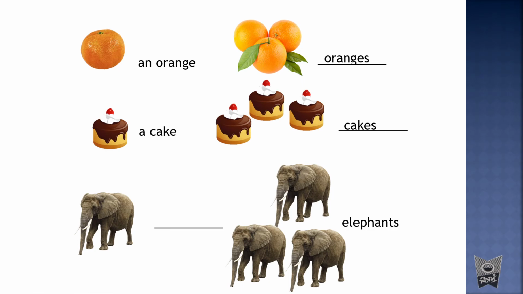So here, what should I write? A elephant. No, it is wrong. Why? Because E, which is the first letter of the spelling elephant, is a vowel. So what should we write? An elephant. Yes, an elephant. Okay, so that's all.